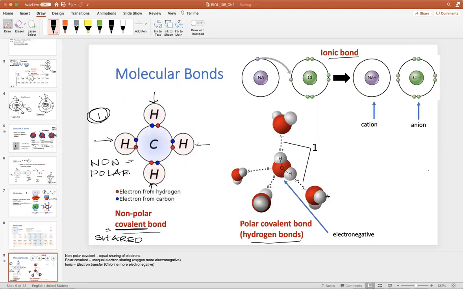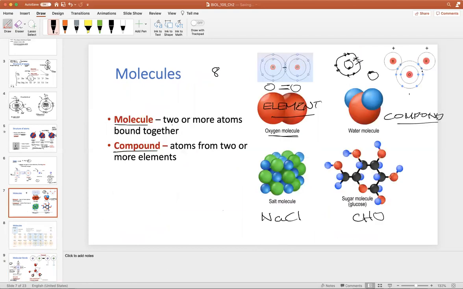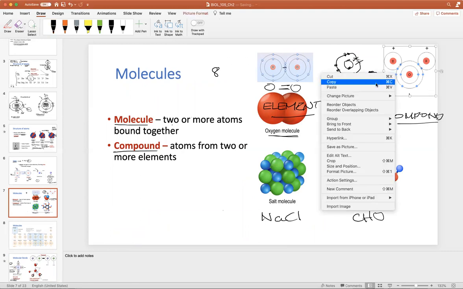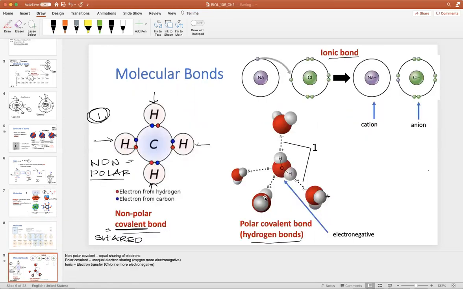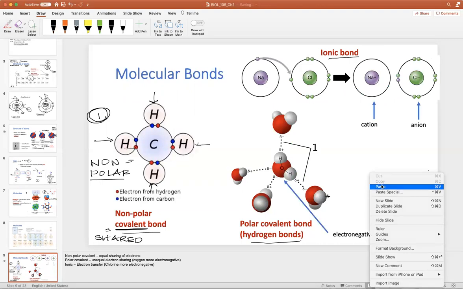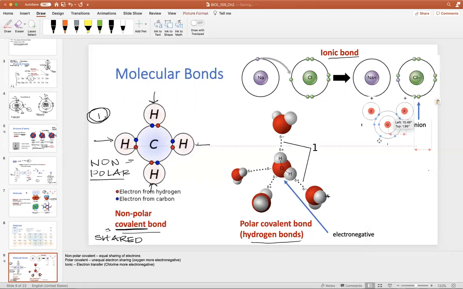Now, let's contrast this with water. And I'm going to copy this for just a second. Hang tight, because I want to show you guys something. All right, back here. All right, let me paste that so we can look at these side by side.